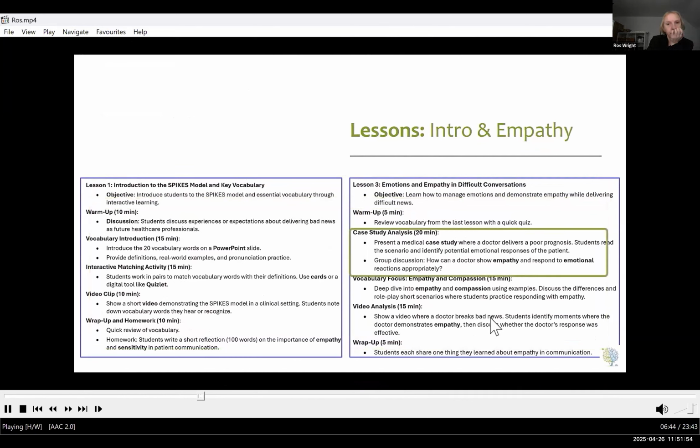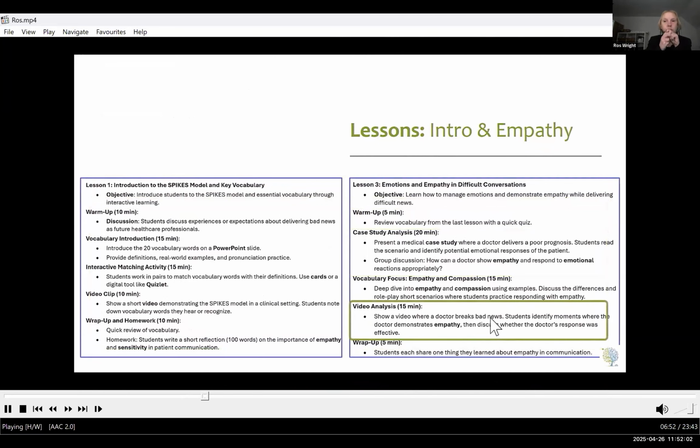The case study, for example, where learners are asked to predict the patient's emotional responses. And this is followed by an analysis of a video clip where learners can see a healthcare professional in action and where learners can discuss how effective the professional has been in demonstrating empathy.